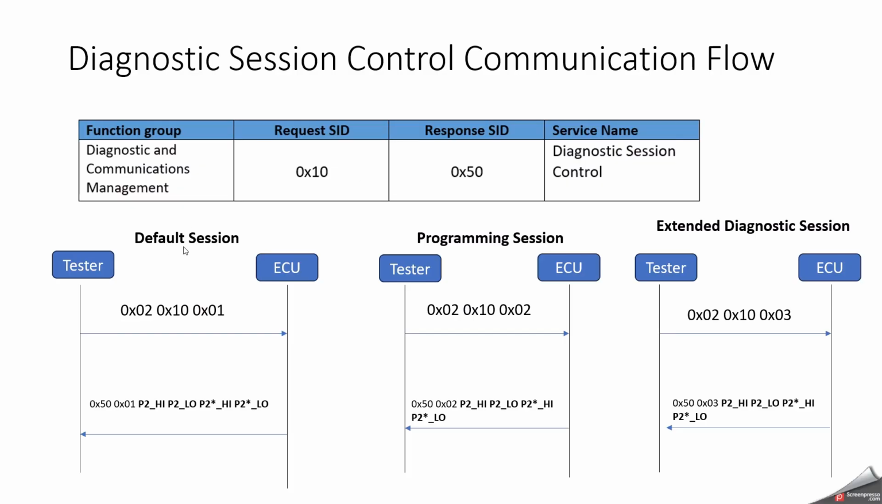Here I mentioned how to request the default session, programming session, and extended diagnostic session. If any of the subfunctions is not configured, then DCM will respond with NRC 0x12. But if everything is proper, then the ECU will respond with 0x50 along with P2 high, P2 low, P2 star high, P2 star low. The same is applicable for other sessions also.